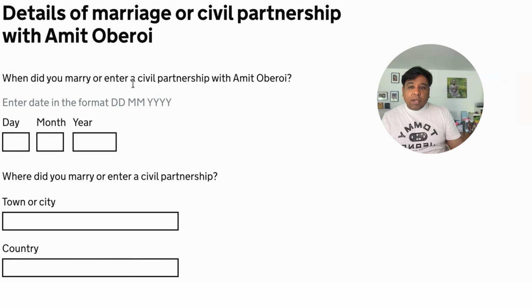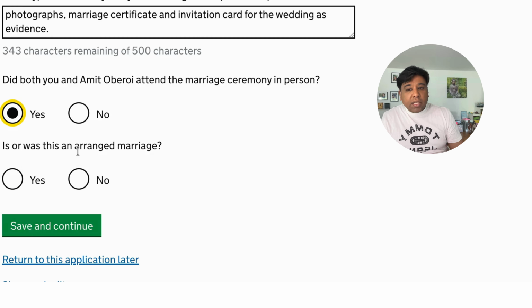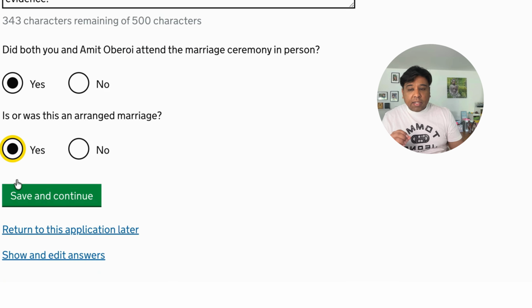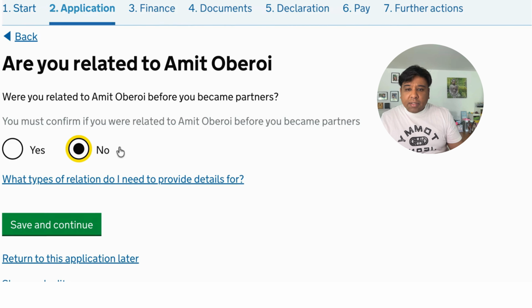When did you marry or enter a civil partnership? This is the date of the wedding when you took the vows. Imagine your wedding was on 1st of December 2025. Did both of you, you and Amit, attend the wedding in person? The answer is yes. Was this an arranged marriage? This is extremely important. The answer is yes. Were you related to Amit Oberoi before you became partners? The answer is no.